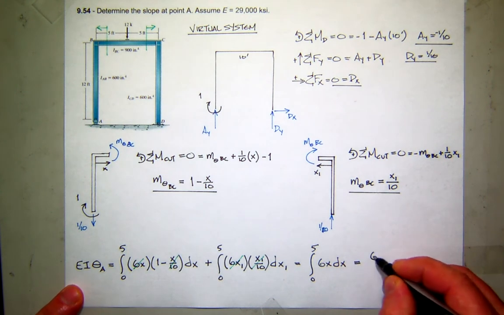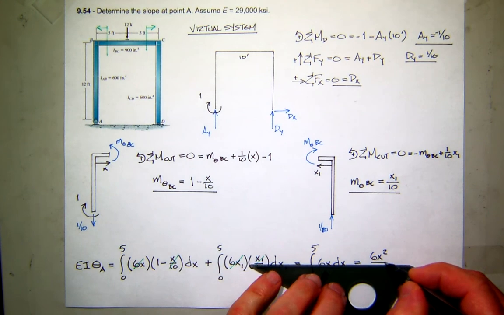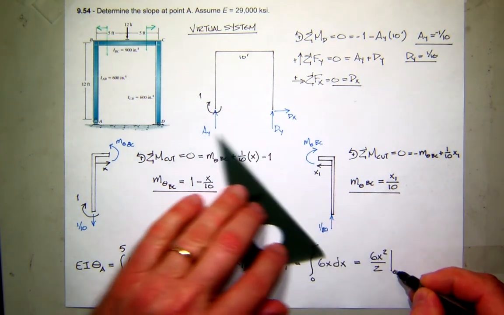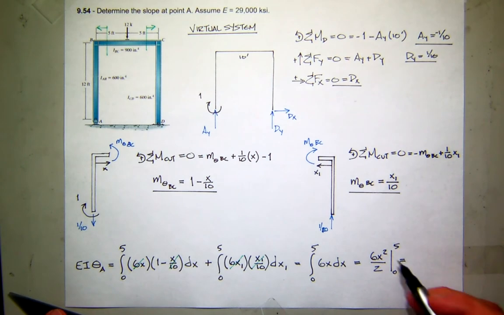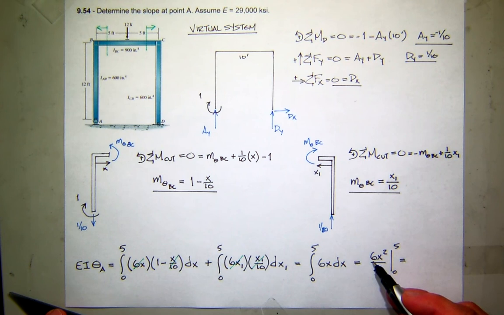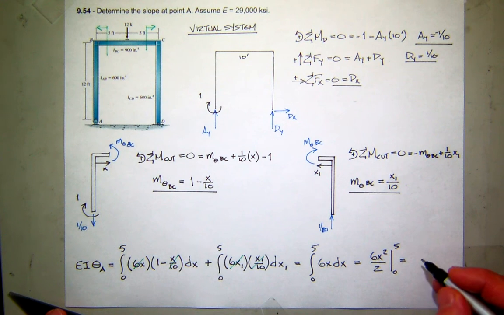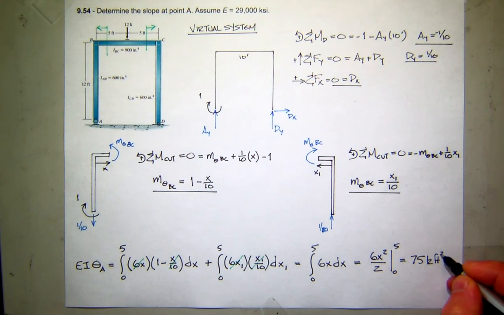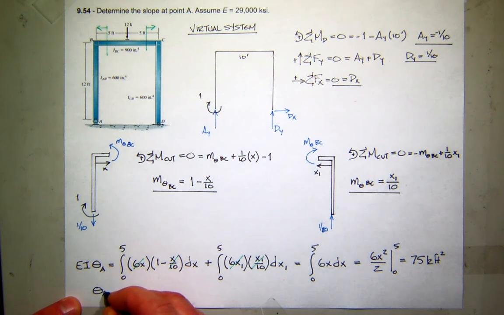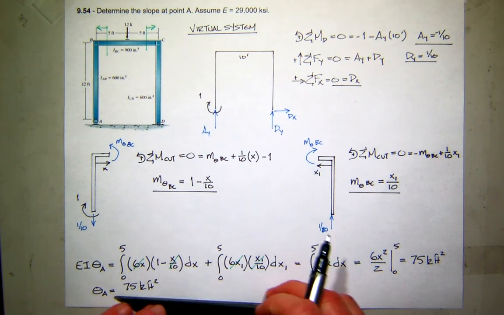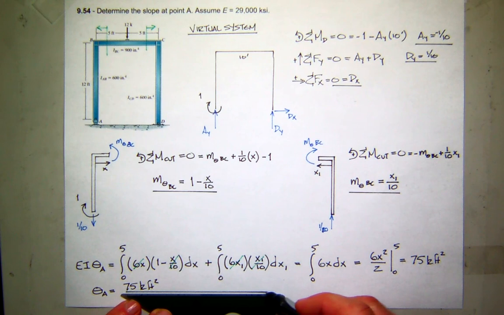So that just means we have 6x squared over 2 evaluated from 0 to 5, which is what? That's just 25. 25 times 6 is 150 divided by 2 is 75. Is that right? Yep. So this is going to be 75, and this will have units of kip feet squared. So to get the numerical value for theta A, I just need to divide by EI. So I've got my 75 kip feet squared, and I need to divide by E and I.